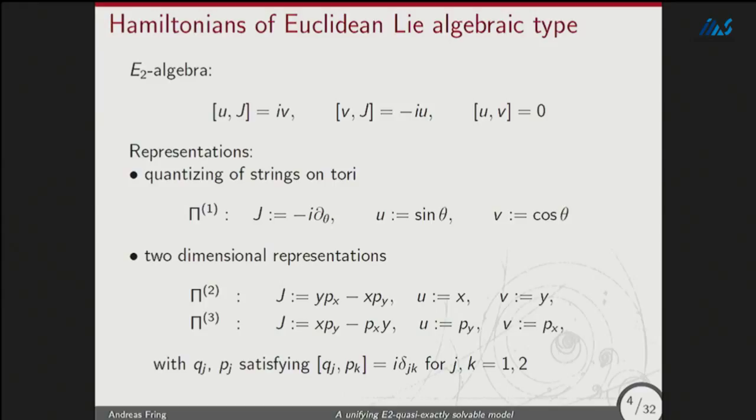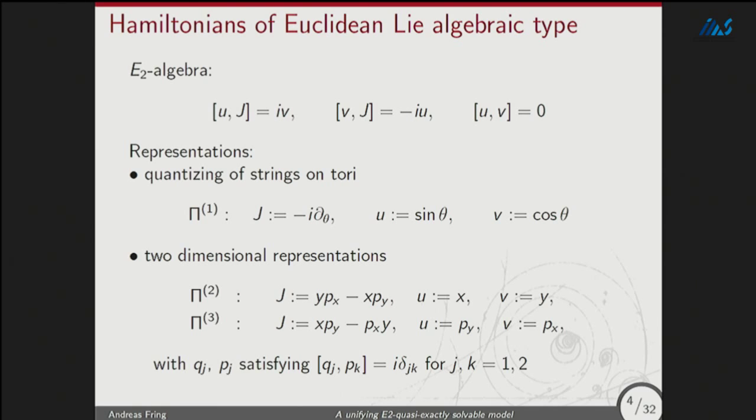You can also find two-dimensional representations. So here's one, I just pick U as x and V as y, and of course they commute, and then I choose my J in this way, where these are just standard canonical variables. Or you swap the roles, I pick U as p_y and V as p_x, that's also possible.